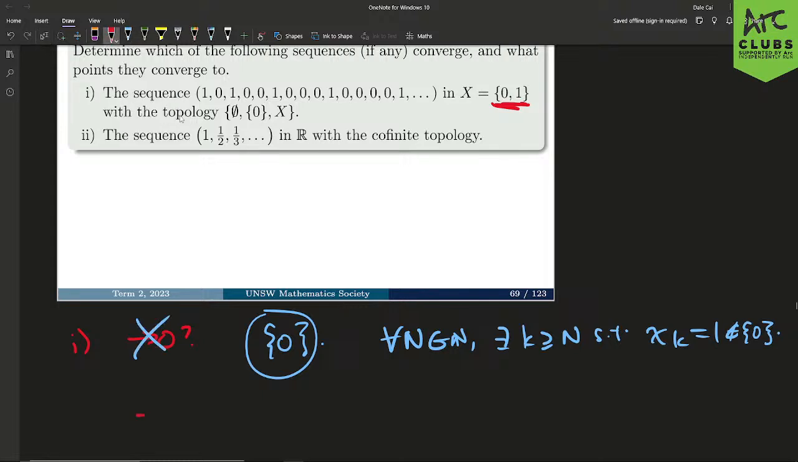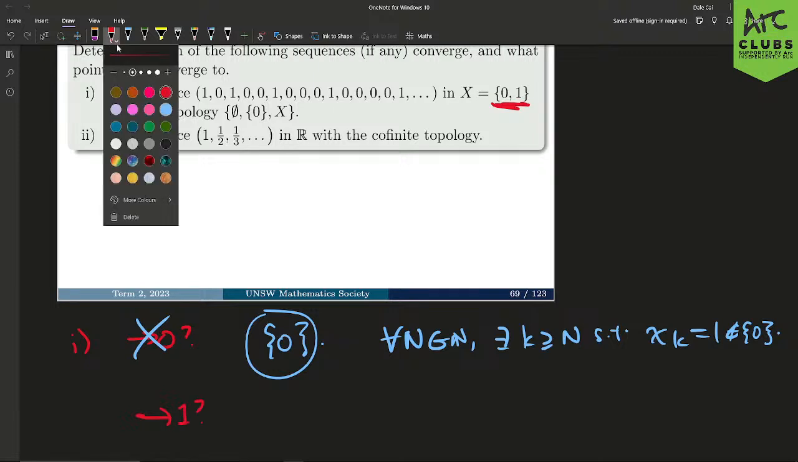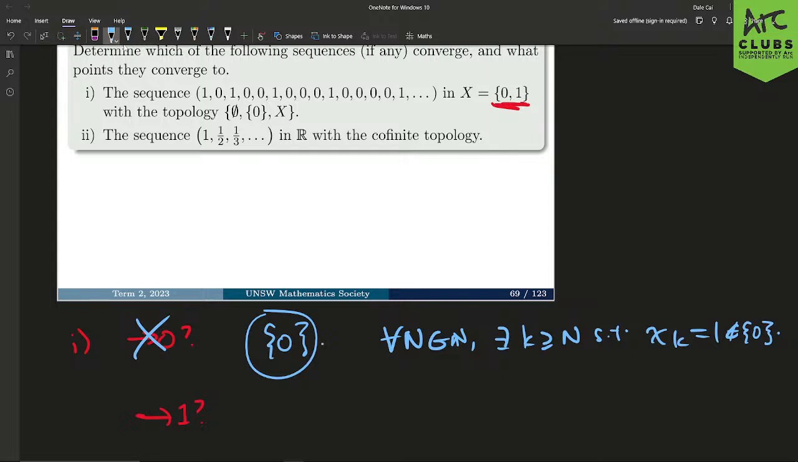so it does not converge to 0. Okay, how about does it converge to 1? Well, what's the smallest neighborhood containing 1, or smallest open neighborhood? Well, it's going to be just x, and obviously the sequence, I'll just say xn, even though they haven't defined it, xn is eventually in x. In fact, we don't even need the eventually, xn is just always in x. So it does converge to 1.